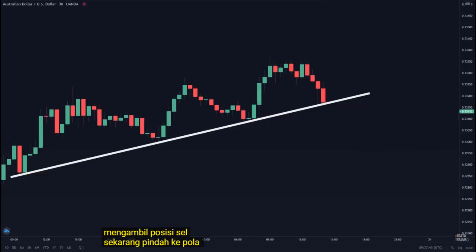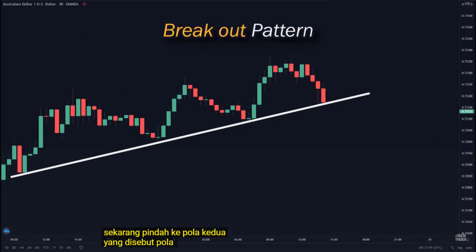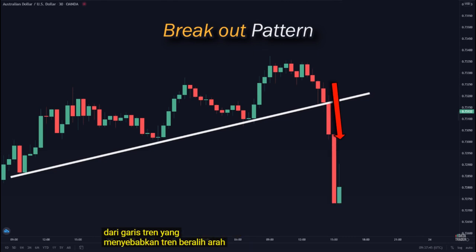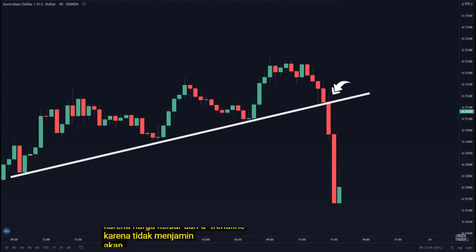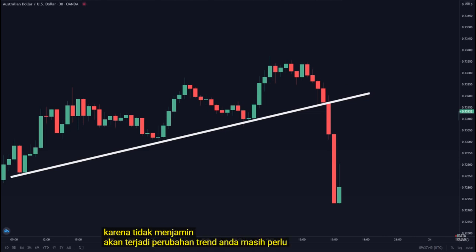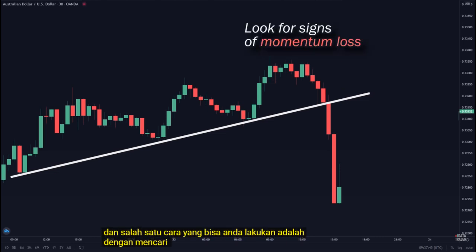Now moving on to the second pattern, which is called the breakout pattern. This pattern forms when price broke out of a trend line, causing the trend to switch directions. So again, you cannot take a position just because the price broke out of a trend line, because it doesn't guarantee that a trend change will occur. You still need additional confirmation to avoid false breakouts. And one of the ways you can do this is by looking for signs of momentum loss before the breakout. Let me give you an example.